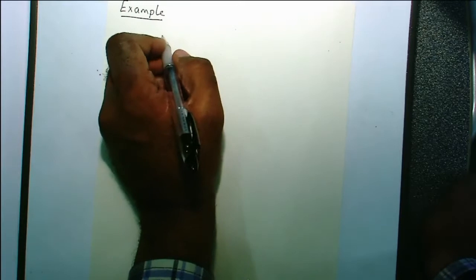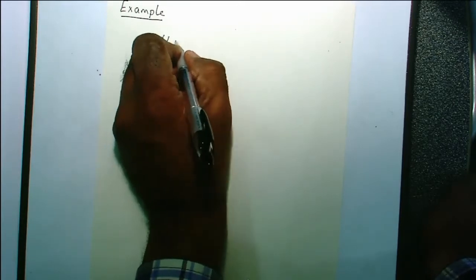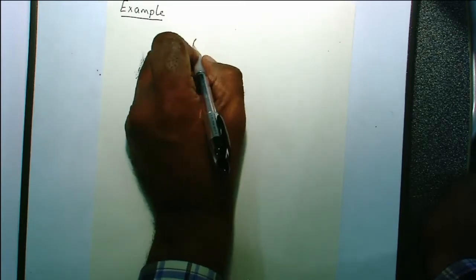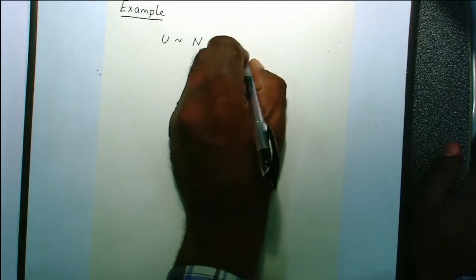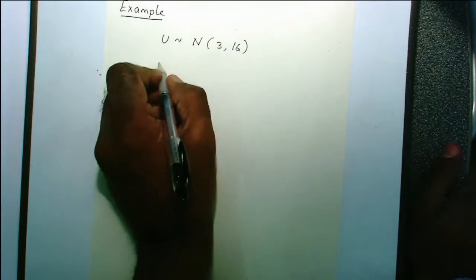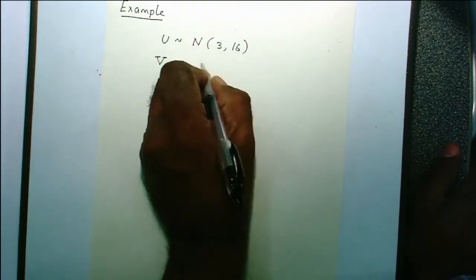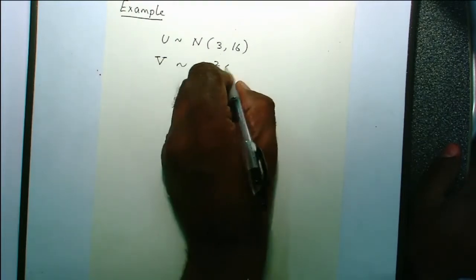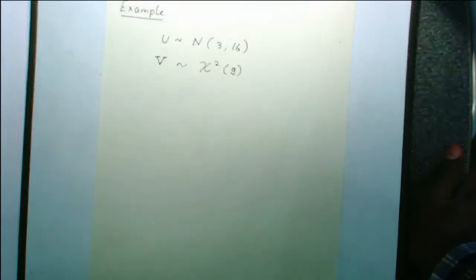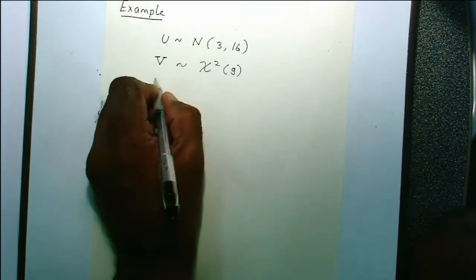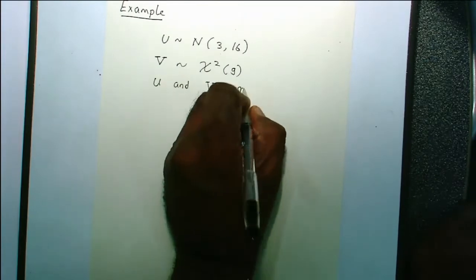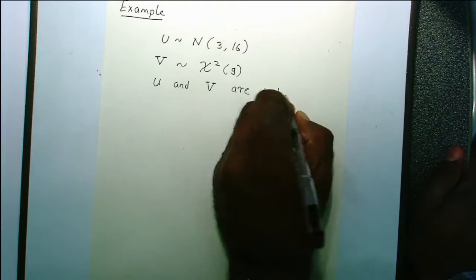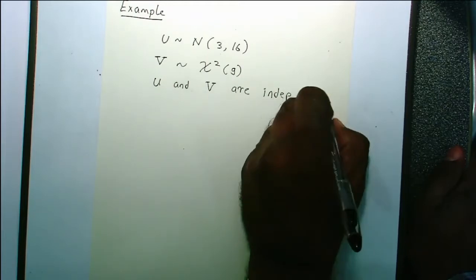All right, guys, listen to this example. You have U, which has a normal distribution with parameters 3 and 16, and you have V, which has a chi-square distribution with parameter 9, right? And you are told that U and V are independent random variables, right?